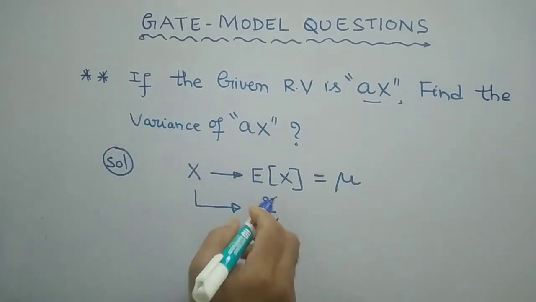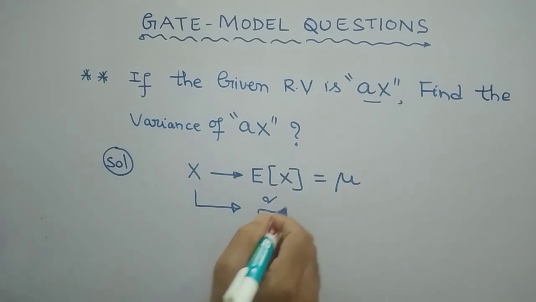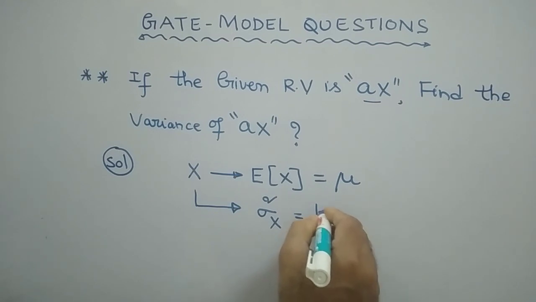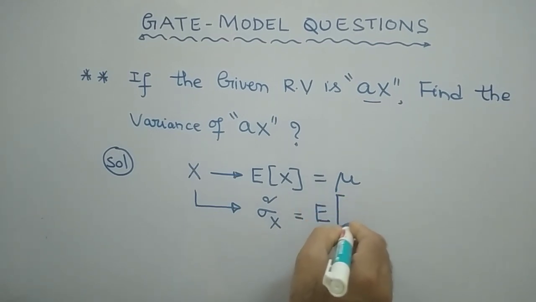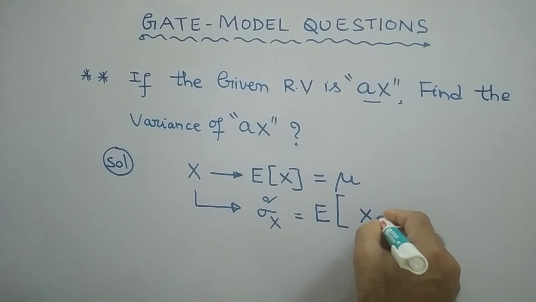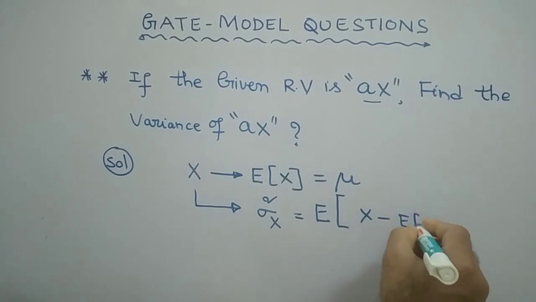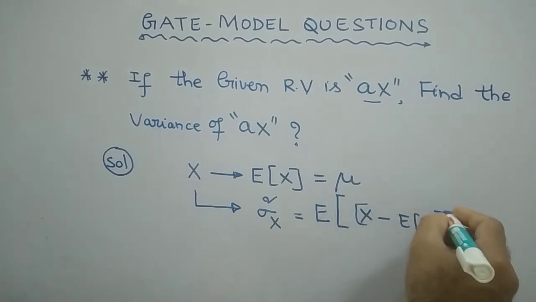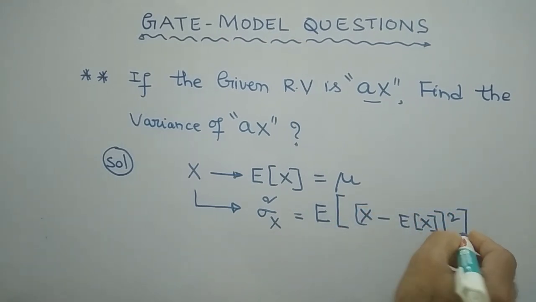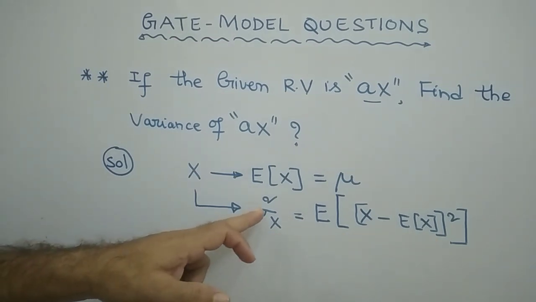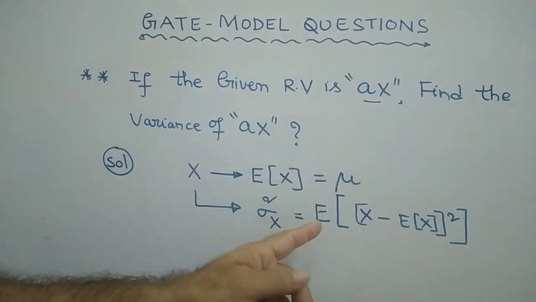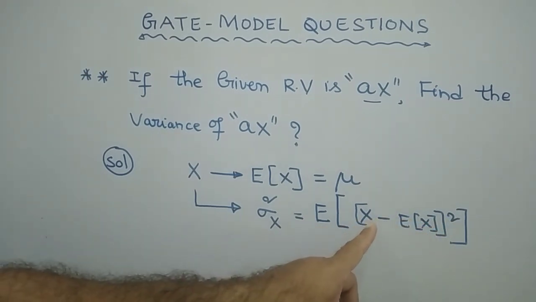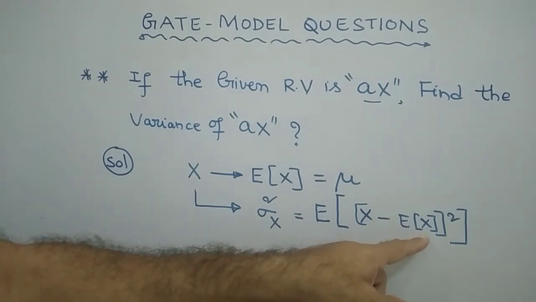Mathematically, this can be given as the expected value of the random variable minus its mean value, that is, x minus expected of x, and then whole square. This is the definition we saw in our last presentation. So the variance of x is the expected value of the square of the difference between the random variable and its mean value.